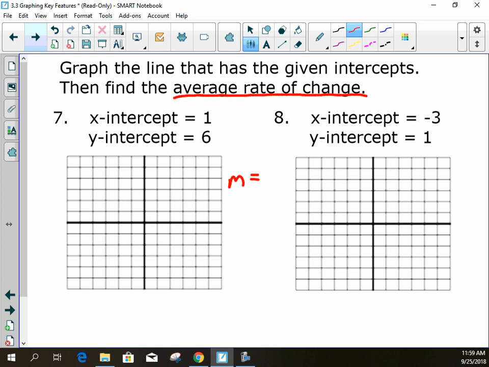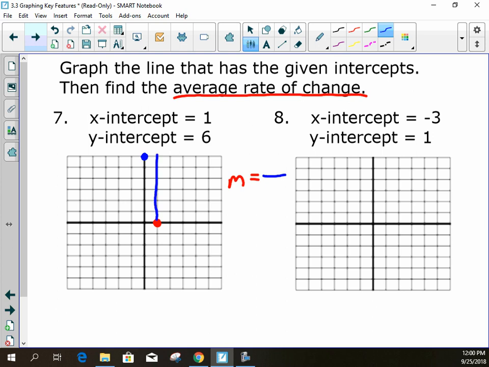So I have to find my slope, and I have to graph these points. My x-intercept is 1, so I'm going to go on the x-axis, and I'm going to go to 1. I'm going to put a dot. My y-intercept is 6, so I go to 6 on the y-axis, and I put a point. Okay? Now it says find the rate of change. How do I do that? Rise over run. Rise over run.